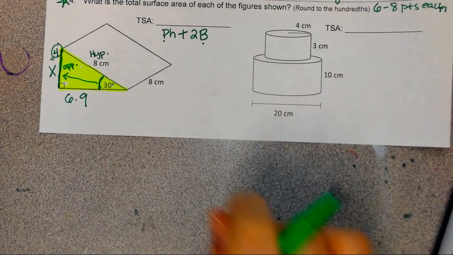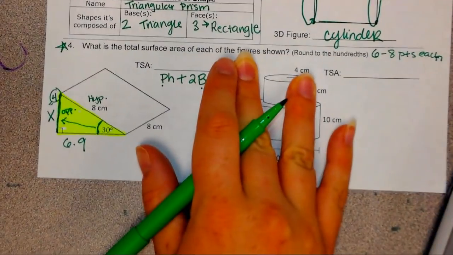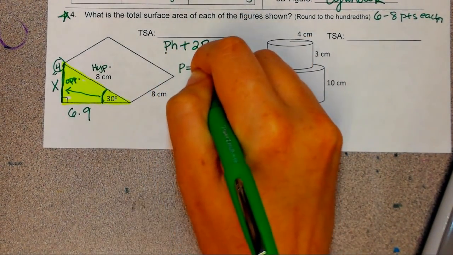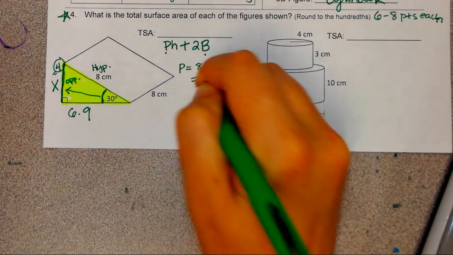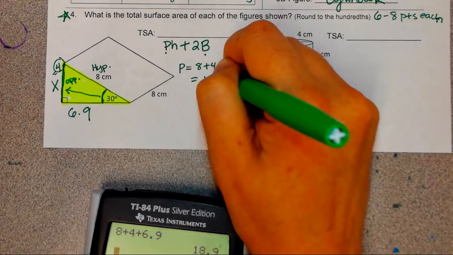Okay, now we're ready to get all of our stuff for our surface area. So our P would be equal to 8 plus 4 plus 6.9. So that would be about 18.9.